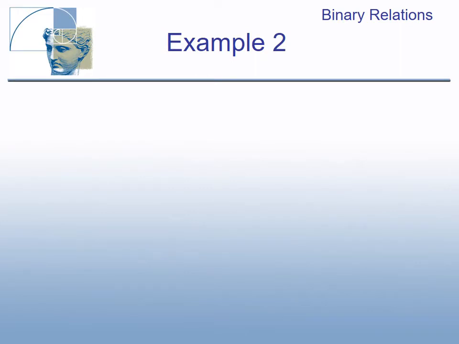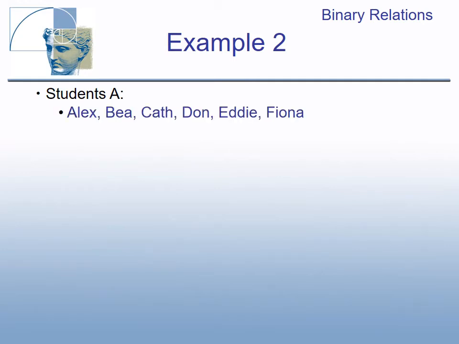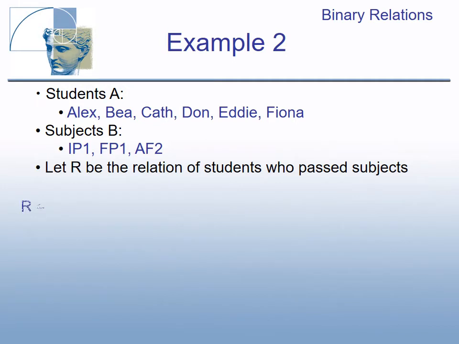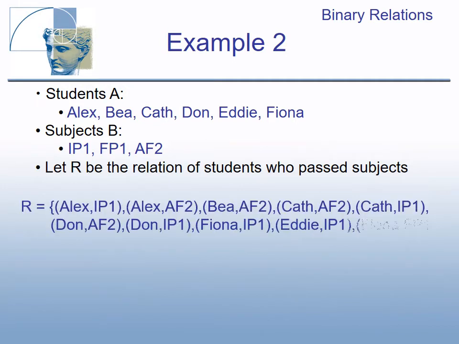Let's consider the second example. There are sets of students A and subjects B. The relation R is the relation of students who passed subjects. Let's remember, the order between pairs is insignificant, but the order within pairs is significant.